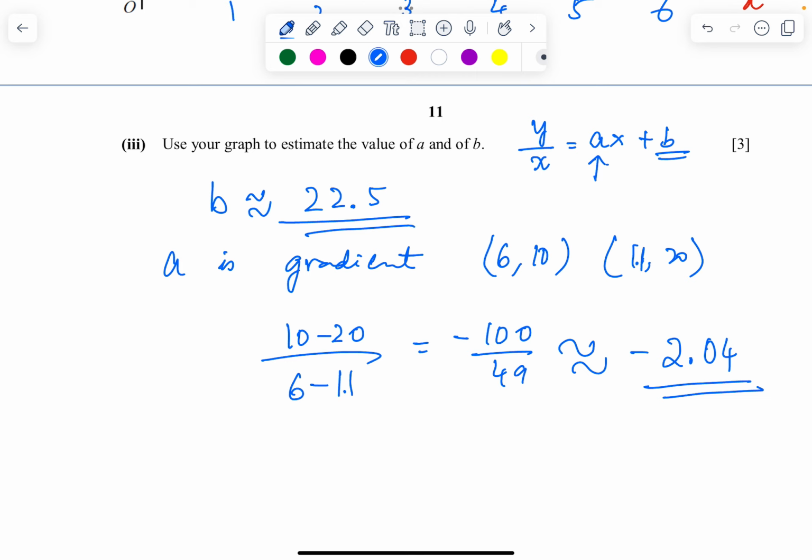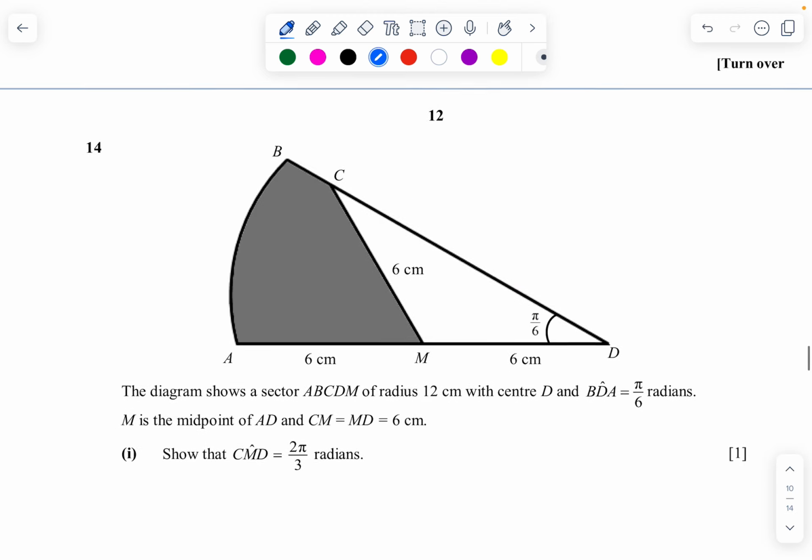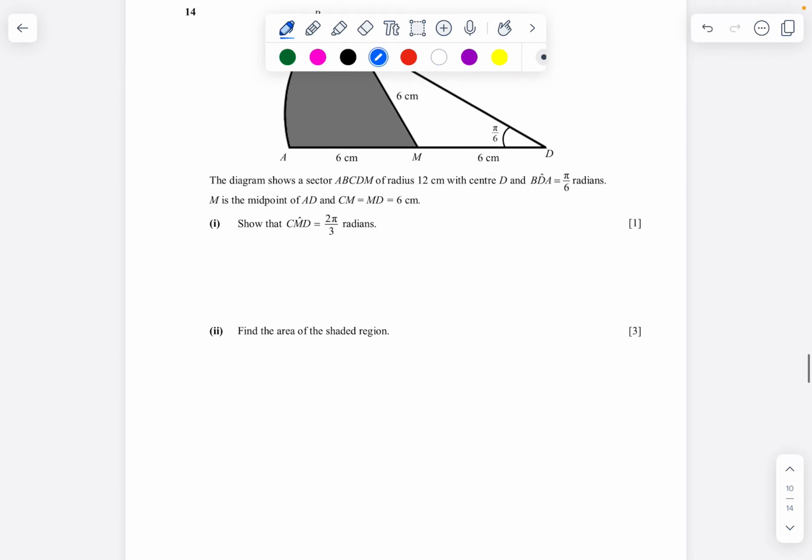This is an estimate, right? So the answer will be in the range form. So as long as our answer falls in the range, we are good. Then question number 14, circular measures.